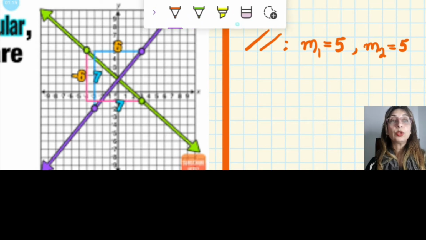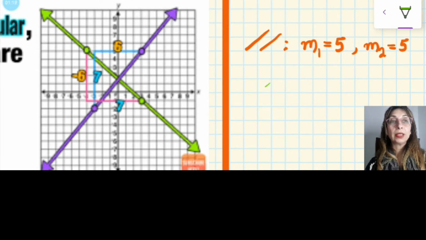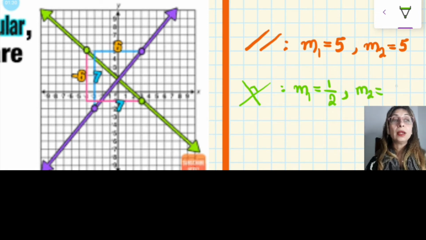Now if we have two perpendicular lines like this, they make 90 degrees together, where M1, for example, is 1 over 2. What will be the slope of the second line? We will flip 1 over 2 to make it 2 over 1, or just 2, and we will put the opposite sign. Here it is positive, so it will be negative.